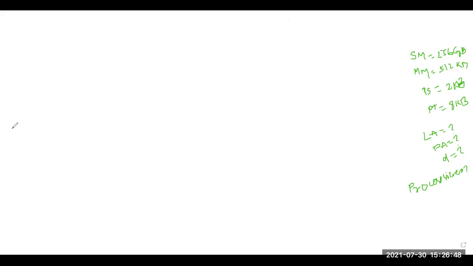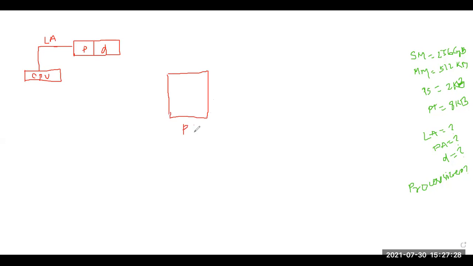So, let me draw the diagram for you. So, what is actually happening? There is my CPU. Now, the CPU generates a logical address, which is nothing but your page number and offset address. Then in between there is a page table which is used for translation. The page table translates.